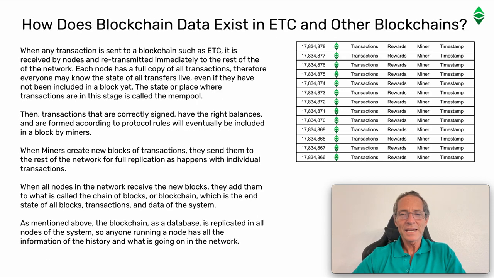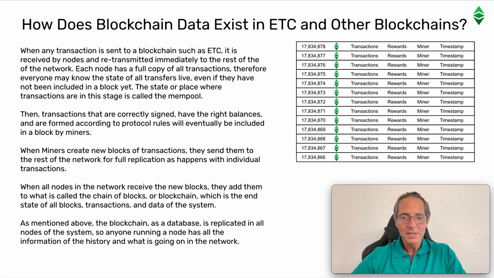How does blockchain data exist in ETC and other blockchains? When any transaction is sent to a blockchain such as ETC, it is received by nodes and retransmitted immediately to the rest of the network. Each node has a full copy of all transactions. Therefore, everyone may know the state of all transfers live, even if they have not been included in a block yet. The state or place where transactions are in this stage is called the mempool.